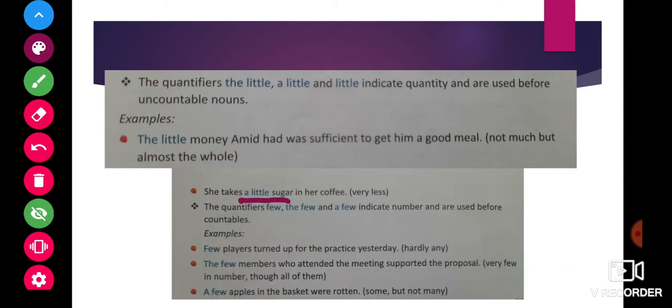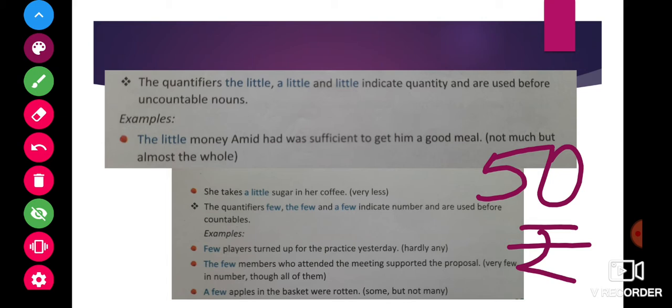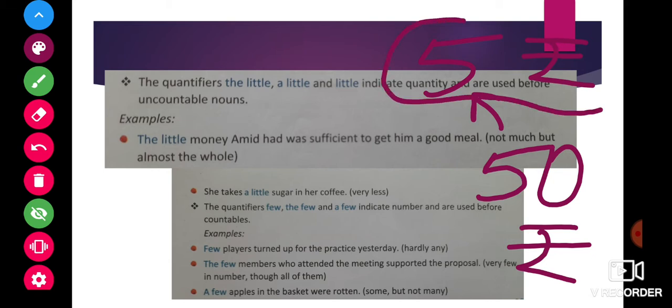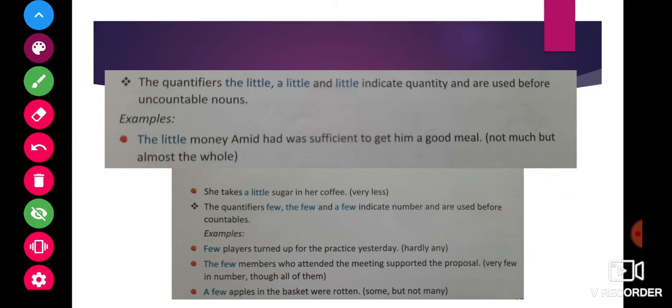She takes a little sugar in her coffee. Now a little means very less. That means if I have 50 rupees, and from that 50 rupees I use 5 rupees, the amount 5 rupees is very less. So in that case, I can use a little. Now let us look at the other quantifiers.